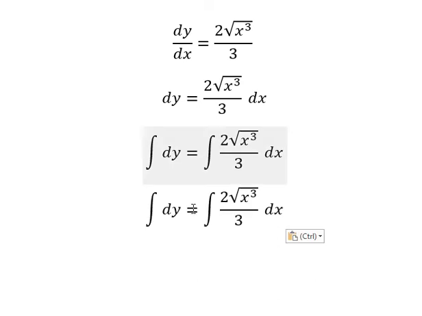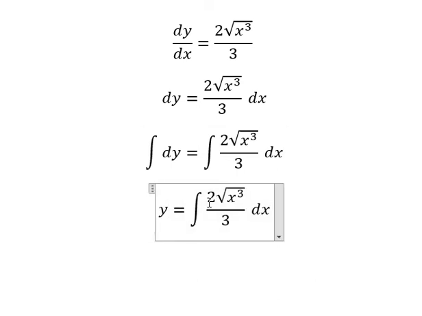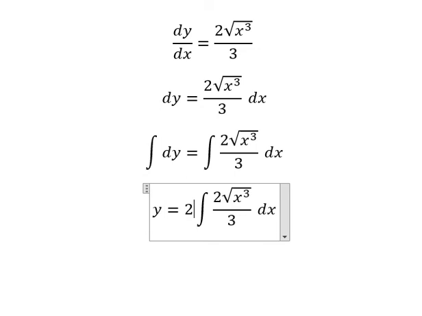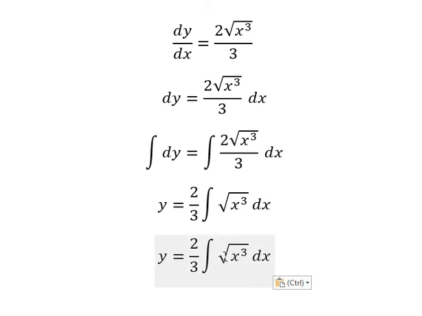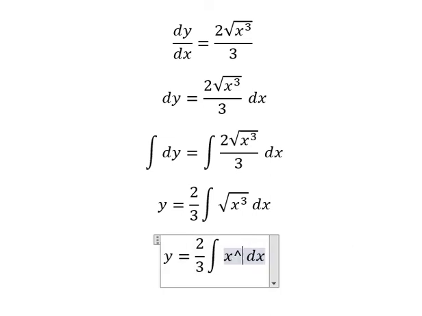Next, the integration of dy, we have y to the power of 2 over 3. I will put outside the square root, that is about 1 over 2 because we have the number 3. So we have 3 over 2.